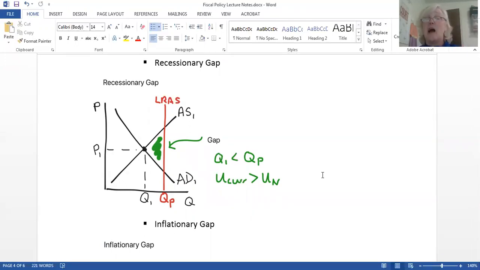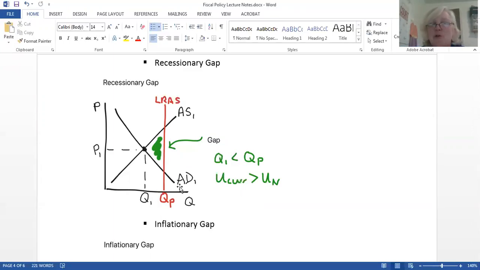Okay, so we have a gap. I denote the gap as the shaded green area, right? It shows that we haven't gotten to our LRAS. The gap is actually just the difference between the Q1 and the QP. So for example, if my Q1 was 450,000 and my QP, my potential, was 500,000, the size of my gap would realistically be 50,000 in GDP. Okay, so that's how you would technically calculate it.